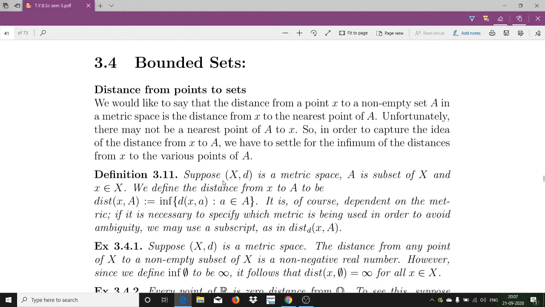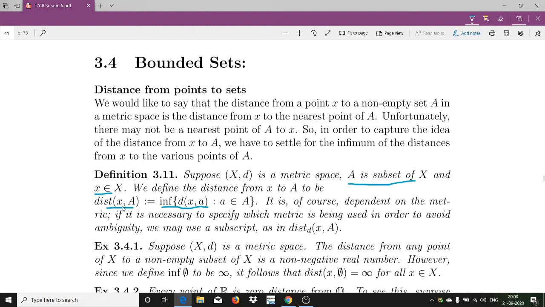Suppose (X, d) is a metric space and A is a subset of your metric space X, and let small x be any point inside your metric space X. Then the distance from x to the set A is defined to be the infimum of all the distances from x to the various points of your set A. I am writing it as d(x, a). So the infimum of d(x, a) for every a in A is defined to be the distance from point x to the set A.